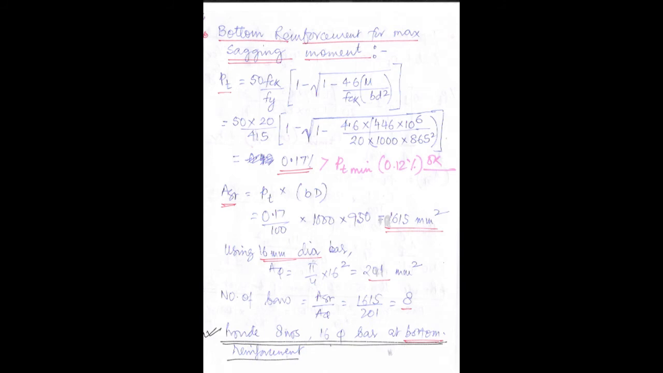So what is our conclusion or decision over here? Provide 8 numbers of 16 millimeter diameter bar as the bottom reinforcement, and underline it, box it, so that it helps us while we are starting the drawing of the detailing of the footing.